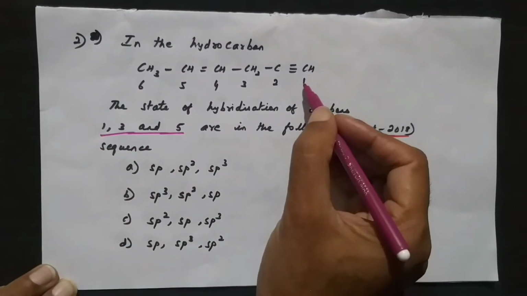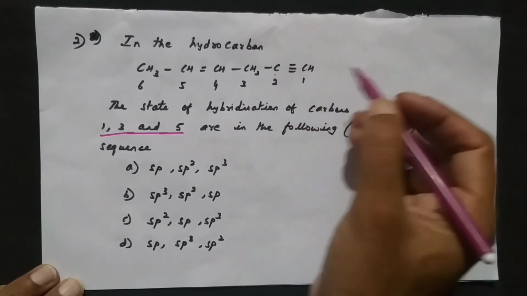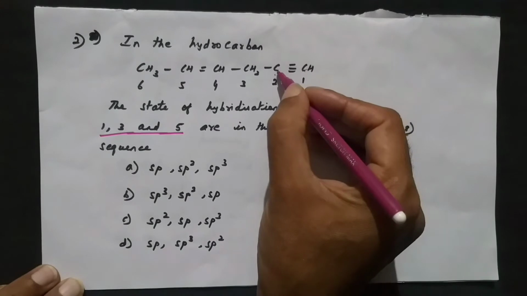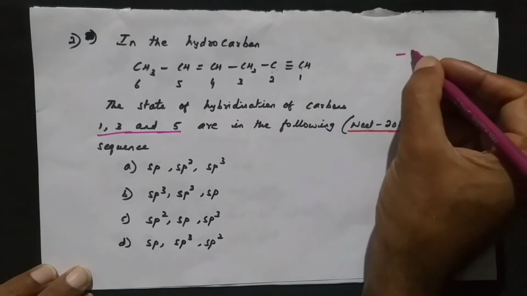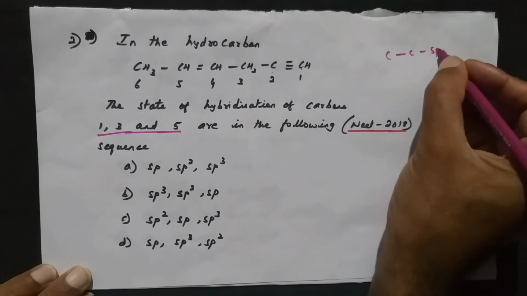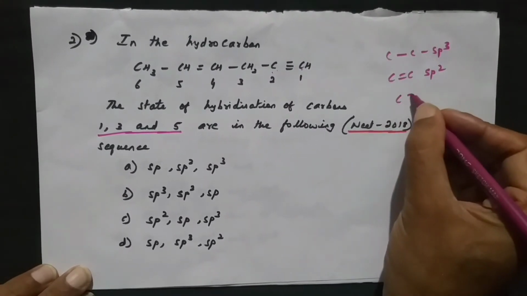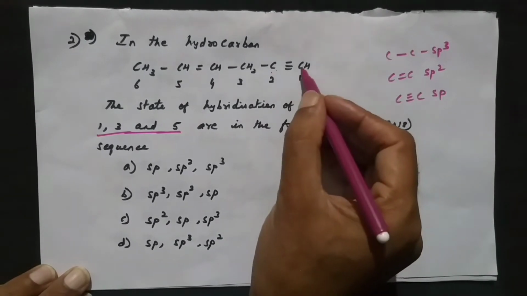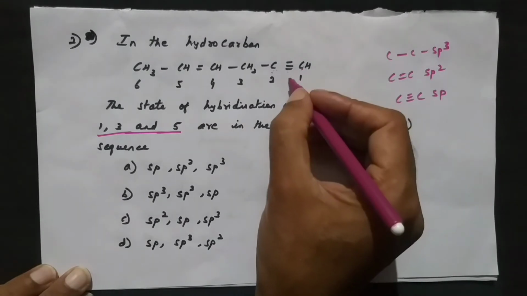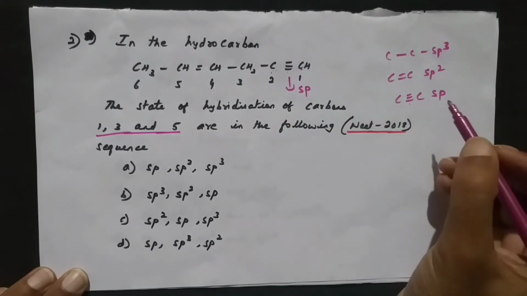So let me take carbon 1. When I take carbon 1, it's directly connected with carbon 2 only. So between carbon 1 and carbon 2, a triple bond is there. And we know that a carbon-carbon single bond will be sp cube, a carbon-carbon double bond will be sp square, and a carbon-carbon triple bond will be sp. So between 1 and 2, I have got a triple bond. So maybe the first carbon will be sp because it's showing the triple bond.